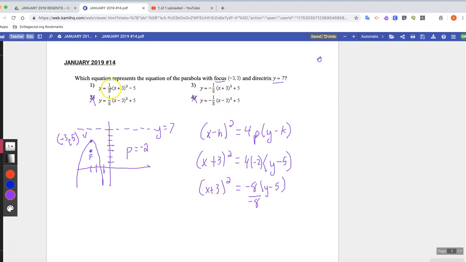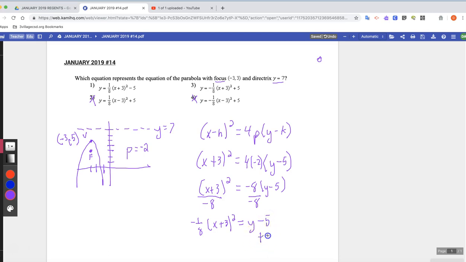But in the other choices, we either see 1/8, positive 1/8, or negative 1/8. And that's what's going to happen when we divide by negative 8. This negative 8 technically can be pulled out in front of the (x + 3) squared as negative 1/8. And then we have y - 5 left over on the right side.